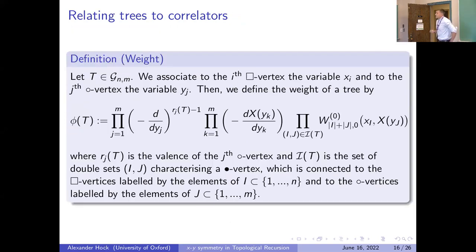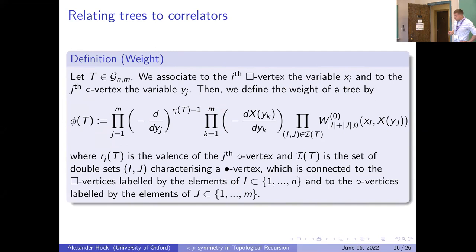And then the next step is I define a weight on the set of trees. So I say that to the i-th square vertex we associate a variable x_i, to the j-th round vertex a variable y_j, and then we associate this weight. It seems weird to associate that kind of weight to it, but hopefully it makes sense why we need it.